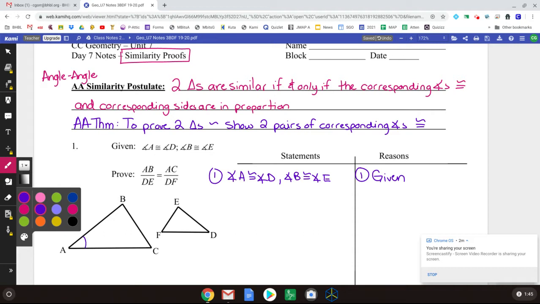All right, so let's take a look at number one. They tell us that angle A and angle D are congruent. Tells us angle B and angle E are congruent. And my goal then is to show that AB over DE is the same as AC over DF. So I'm trying to show that we have a proportion.